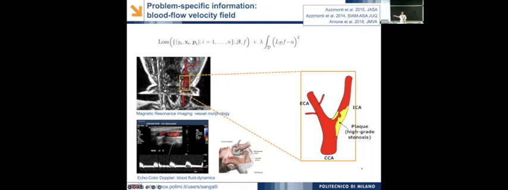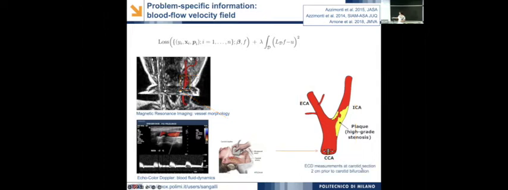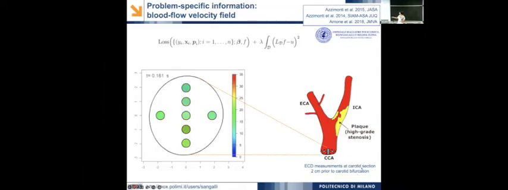These are carotid arteries affected by a high-grade stenosis, and we have blood flow dynamics measurement by echo-color Doppler at a section of the carotid located 2 centimeters prior to the bifurcation where the stenosis is. So now we have this measurement of the blood flow velocity at this cross-section of the carotid. I'll zoom in on the cross section, and these are the measurements of the blood flow velocity. And starting from these measurements, we would like to estimate the full time-dependent velocity field, because studying this field is important to study the pathogenesis of the stenosis.